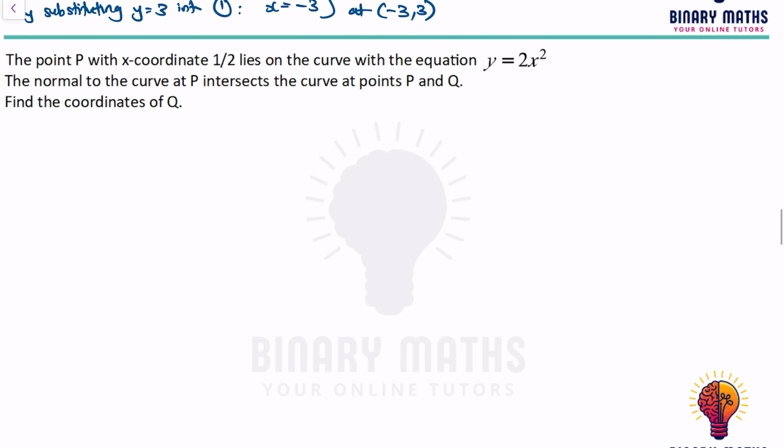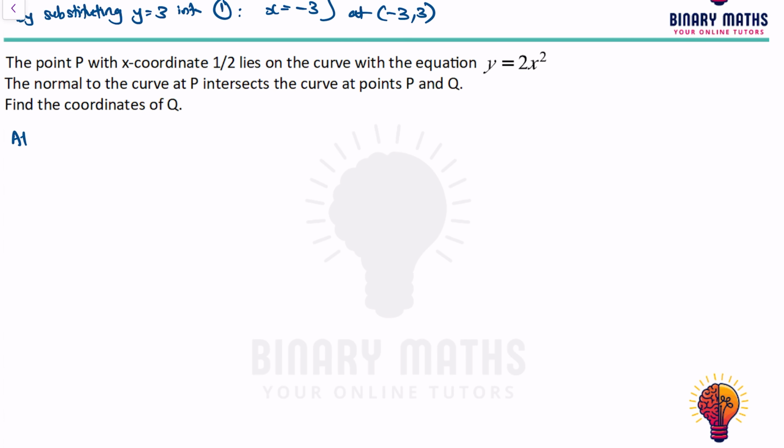Next question. The point P with x coordinate half lies on the curve with the equation y equals 2x squared. The normal to the curve at P intersects the curve at point P and Q. Find the coordinates of Q. The first thing I need to know is what the y coordinate of P is. So at P, x is equal to a half and y is equal to 2 times a half squared, which is equal to 2 times a quarter, which is equal to a half, which implies P must be a half, a half as a coordinate.